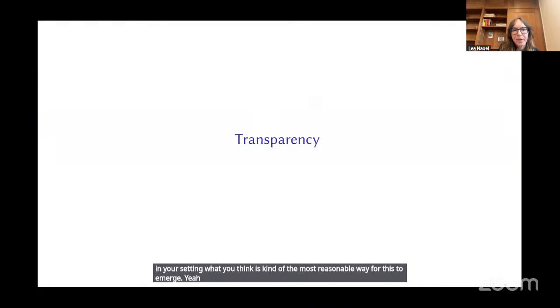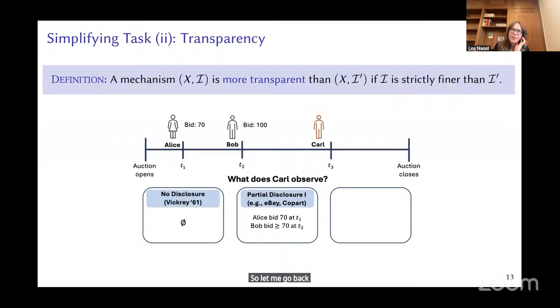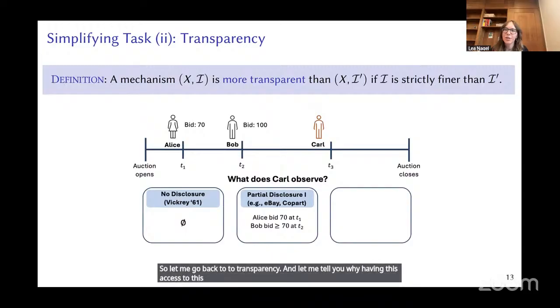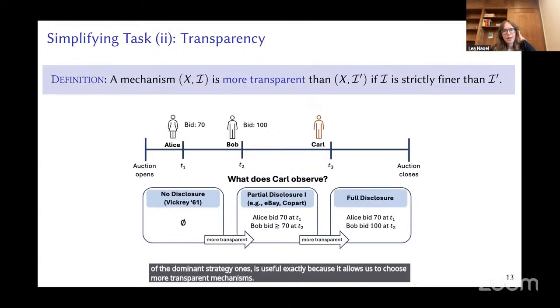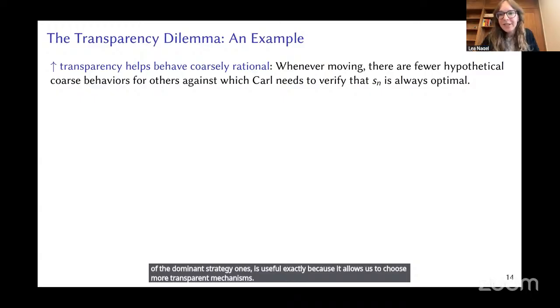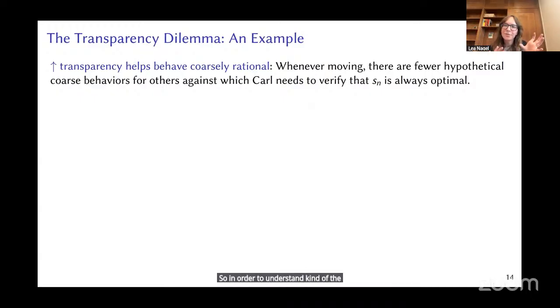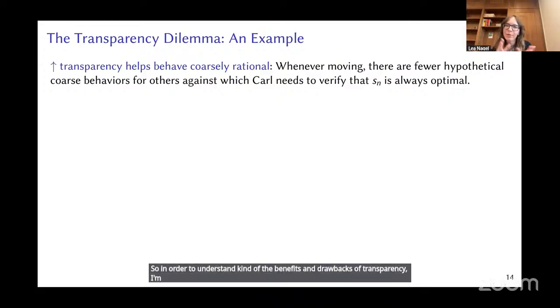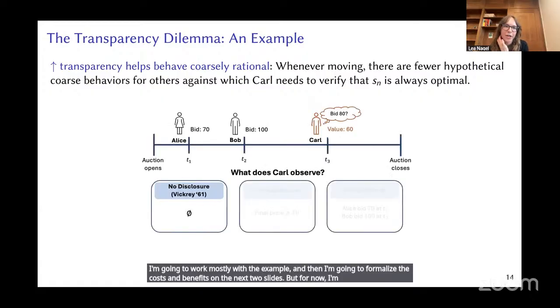Okay. So let me go back to transparency. And let me tell you why having access to this class of as if dominant strategy mechanisms, which is a superset of the dominant strategy ones, is useful exactly because it allows us to choose more transparent mechanisms. In order to understand the benefits and drawbacks of transparency, I'm going to work mostly with the example, and then I'm going to formalize the costs and benefits on the next 2 slides. But for now, I'm just going to work with this auction here.